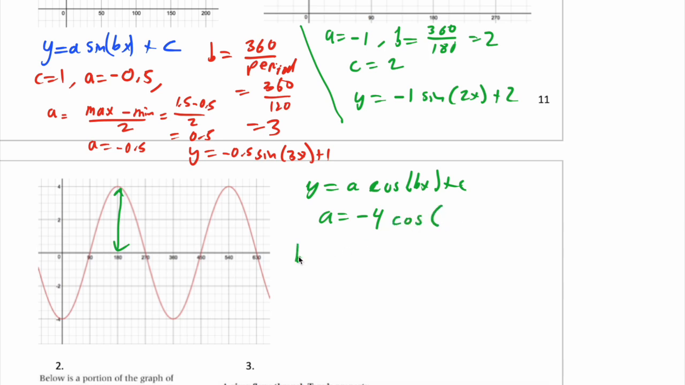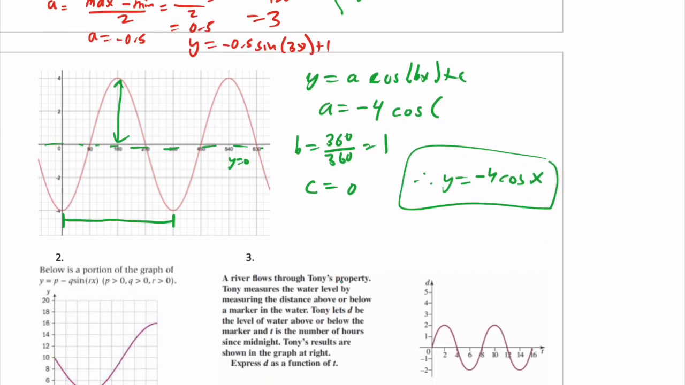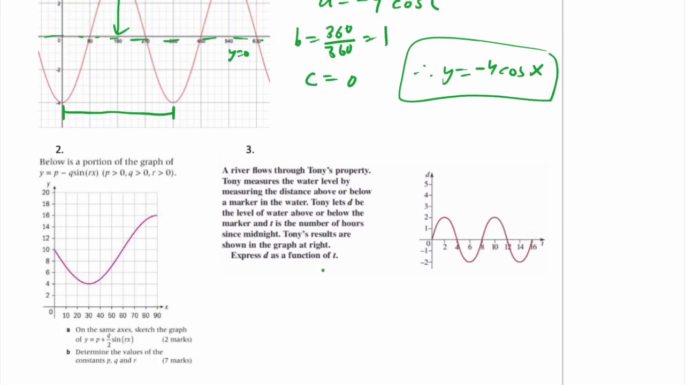Cosine. Now b always equals 360 divided by the period. The period in this case is this distance, so that's 360. So b is just 1. C is the principal axis, which is actually y equals 0, so that's 0. So the equation is simply negative 4 cosine x, right? It's like a 1x plus 0, so it's just negative 4 cosine x that gives you that graph right there. Okay, next. We have a couple more questions.